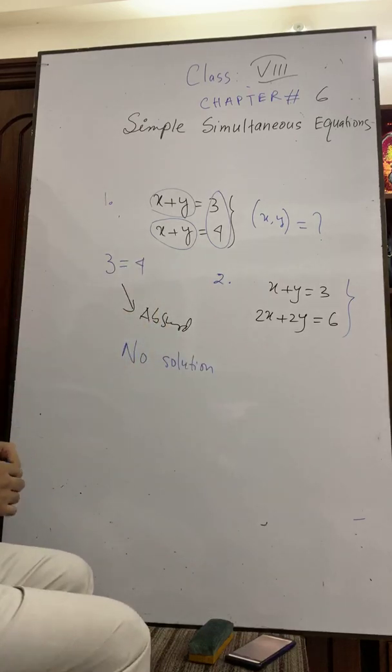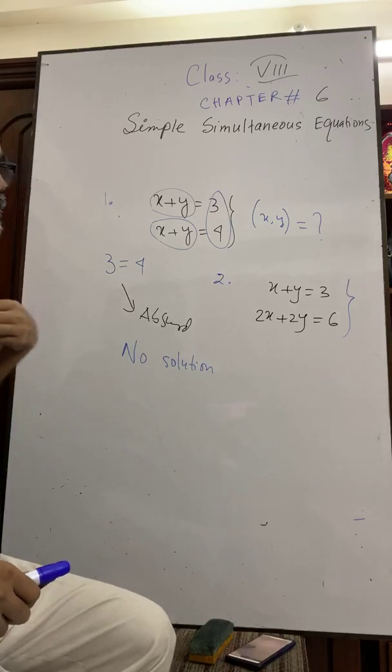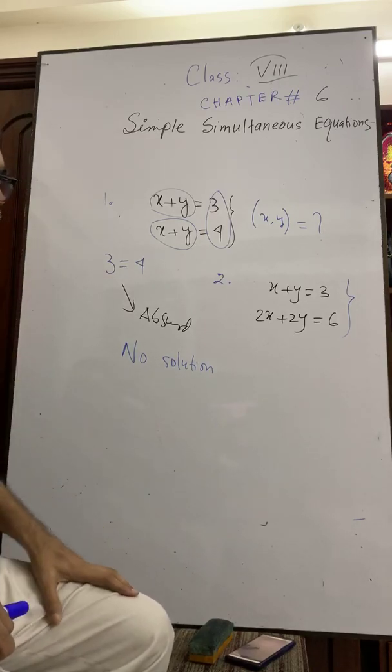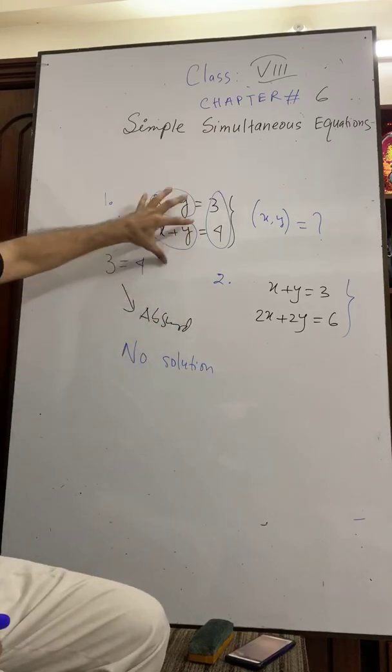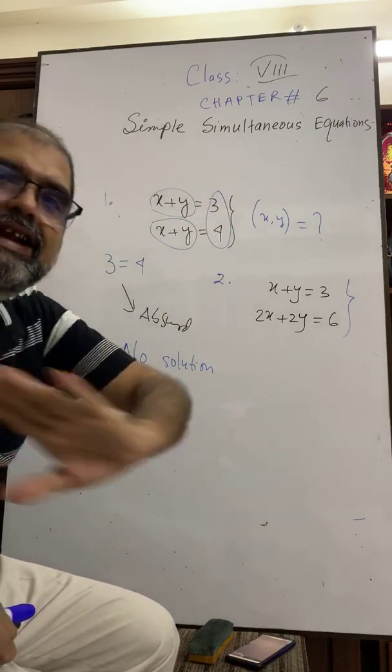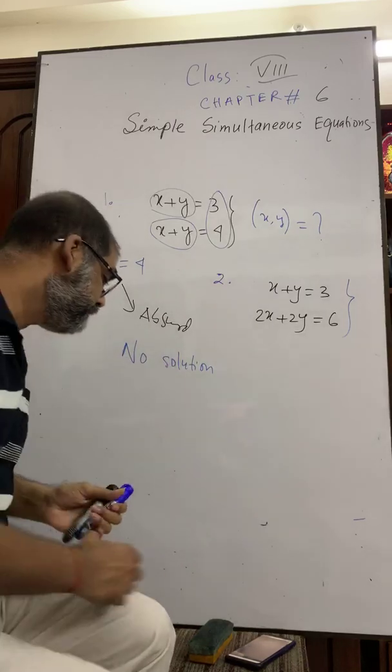Though it is not told in your book, you should keep it in mind. It is also simultaneous equations. In this case, we really don't have any solution. That is no solution.